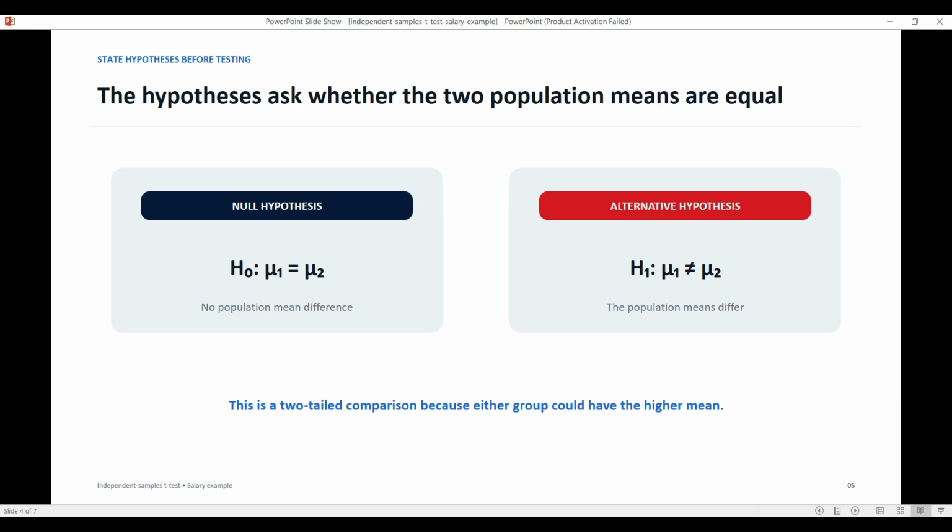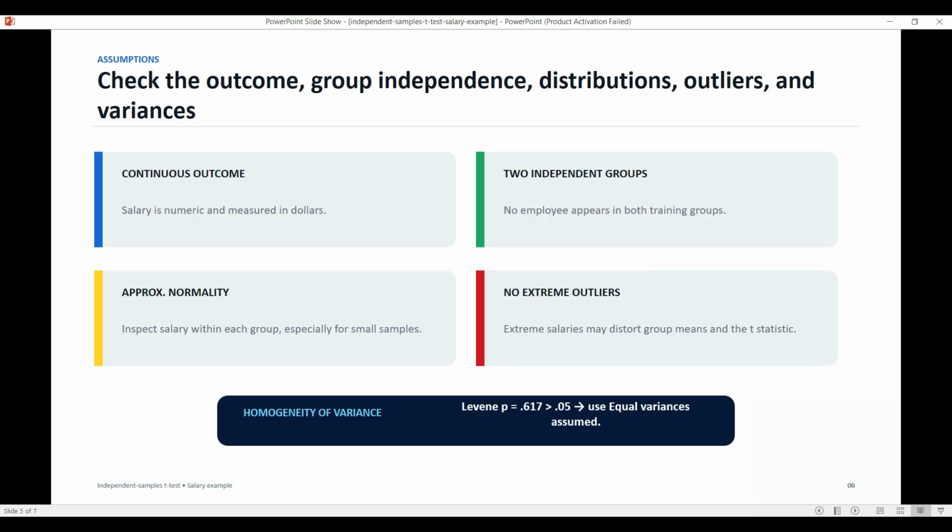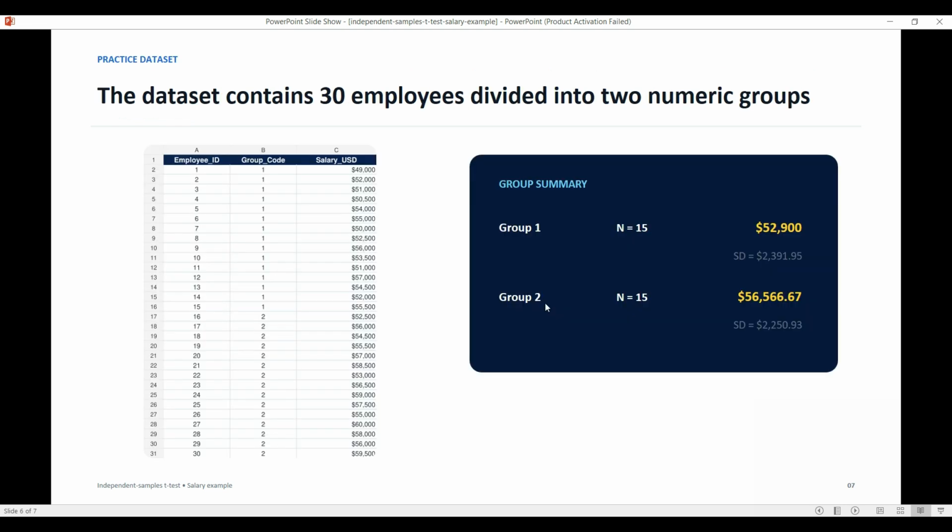Okay, so the hypothesis asks whether the two population means are equal or not. The null hypothesis states that there is no population mean difference. However, the alternative hypothesis states that there is a population mean difference. So check the outcome, group independence, distribution, outliers and variances: a continuous outcome, approximate normality of the data, two independent groups, and no extreme outliers. The data set contains 30 employees divided into two numeric groups. Group 1 is without advanced training and group 2 is with advanced training.